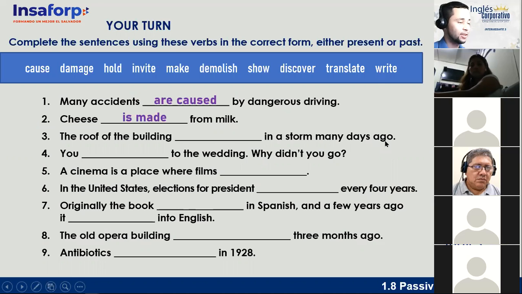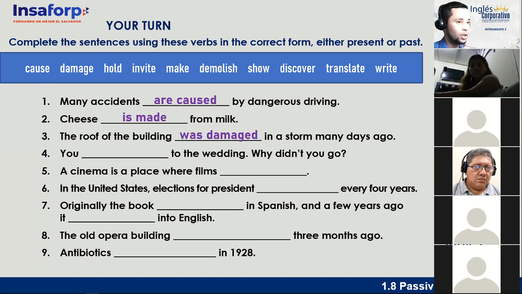Así que si está en pasado, vamos a ocupar el verb be en pasado. The roof of the building, el techo del edificio. What is the form of the verb be? Was, damaged. Was damaged, correct. The roof of the building was damaged in a storm many days ago. Correct, very good. Entonces ese es el análisis que hay que hacer, ¿verdad?